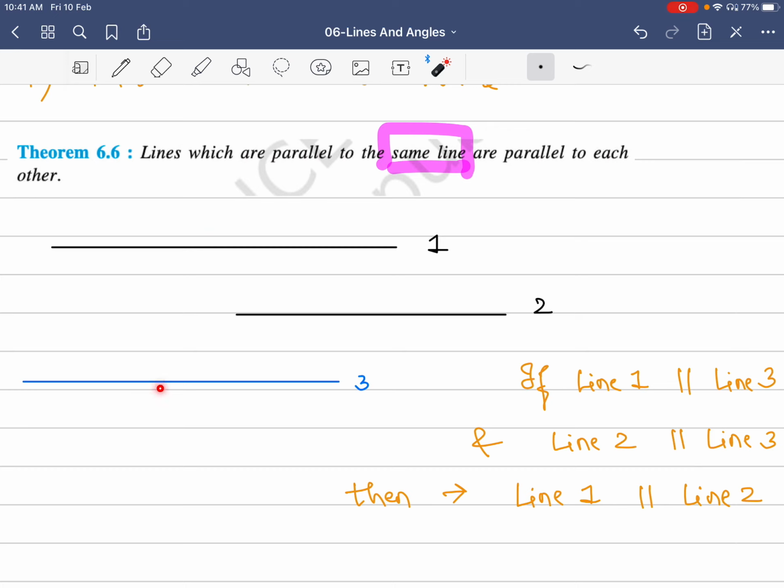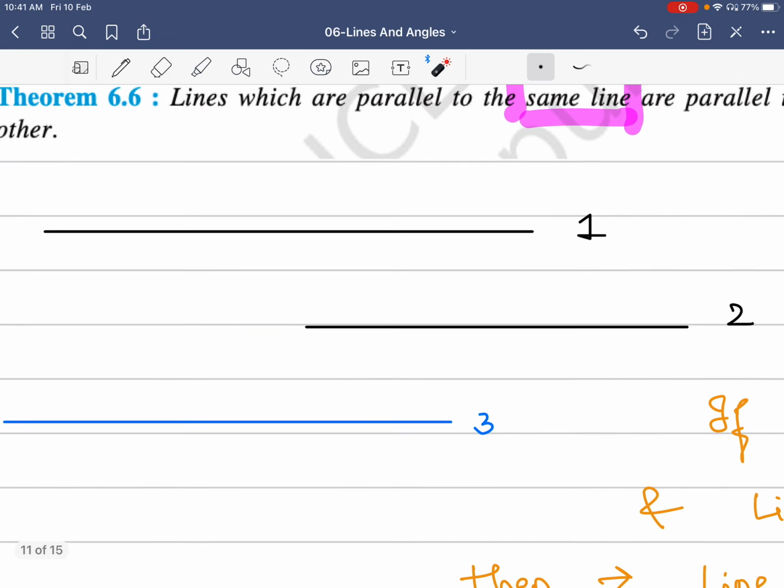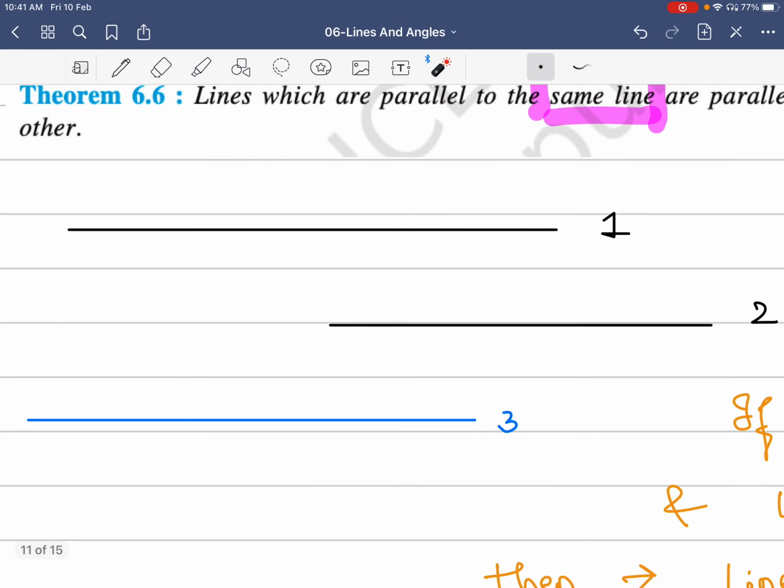If line 1 is parallel to line 3, just think about it. Forget the theorem. Just think about the geometrical fact. If you draw a line 1 which is parallel to line 3, then you draw line 2 which is parallel to line 3, it is kind of obvious that line 1 will be parallel to line 2, right? These two lines will be parallel to each other.